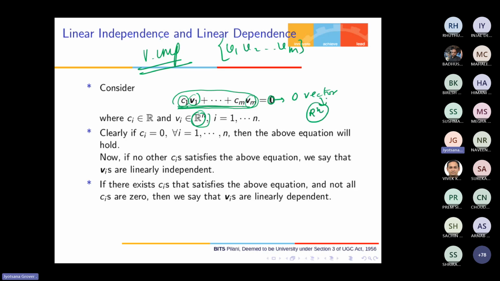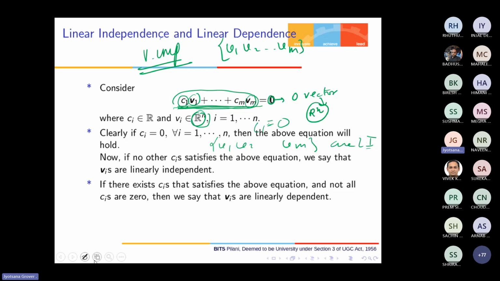Now, if you solve this equation and you get all Ci's to be 0, then you say V1, V2, Vm are linearly independent. Only then you say they are linearly independent, which means they don't depend on each other.